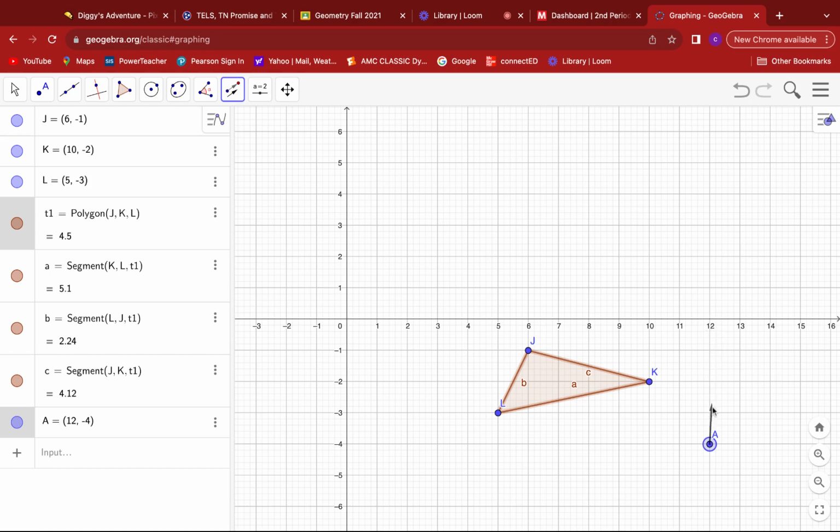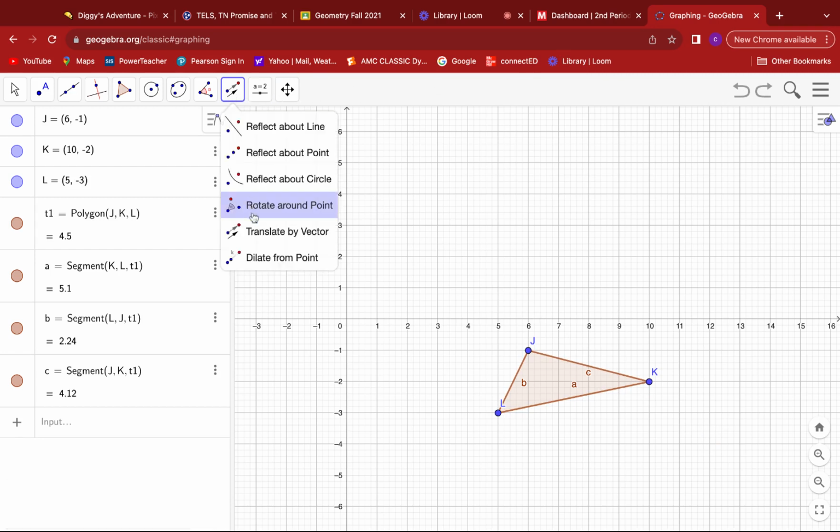Oh, I guess it won't let me click. That's interesting. It won't let me click on an axis. Did not know that. All right, so let's back up. Let's do this again.